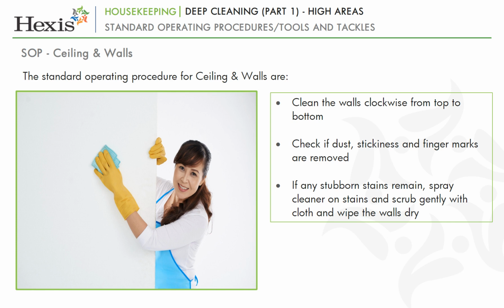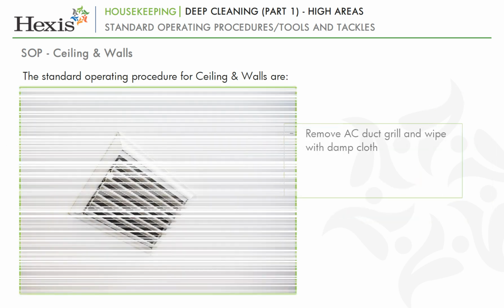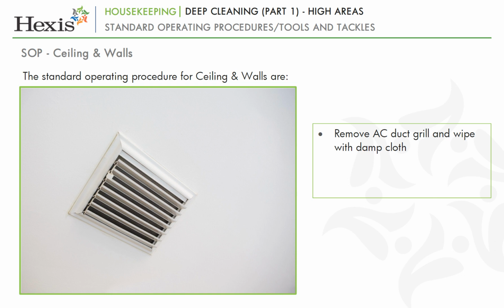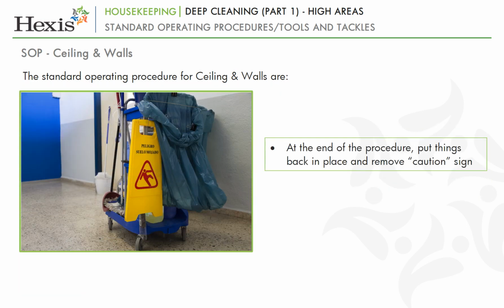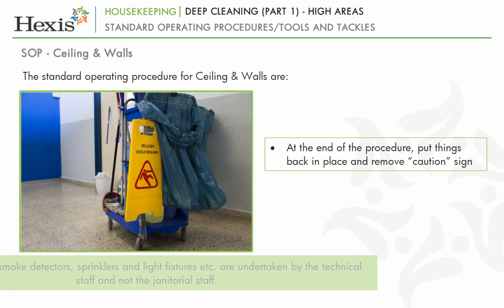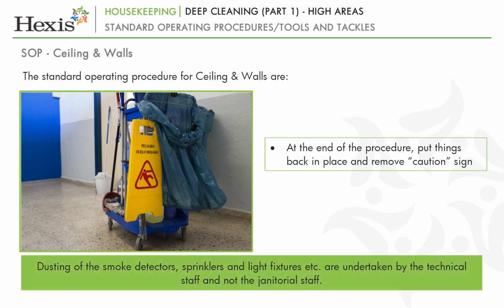For washable walls only. Remove AC duct grill and wipe with damp cloth. Clean top of doors and door jambs with a damp cloth. At the end of the procedure, put things back in place and remove caution sign. Dusting of the smoke detectors, sprinklers and light fixtures etc. are undertaken by the technical staff and not the janitorial staff.